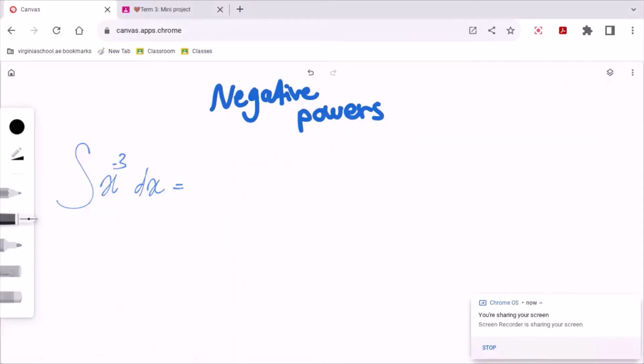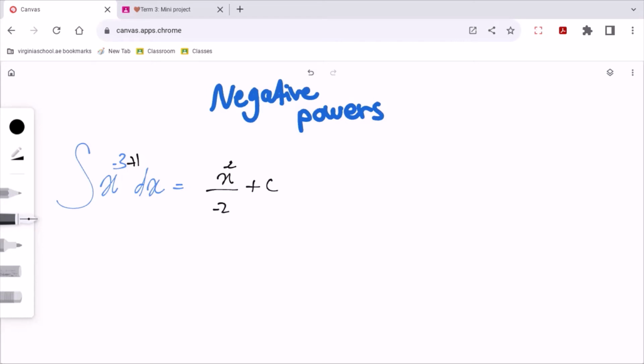Negative power. The indefinite integral of x to the power of negative 3 dx. If you have a negative power, you can still use the power rule as long as your power is not negative 1. Here, add 1. So it will be x to the power of negative 2 over negative 2 plus c, which equals negative 1 over 2x squared plus c.